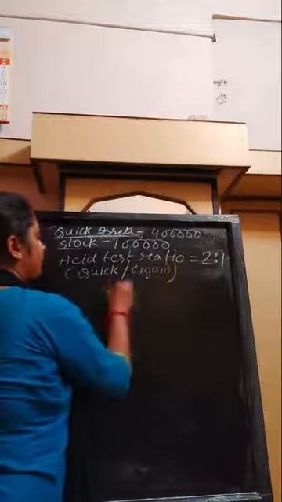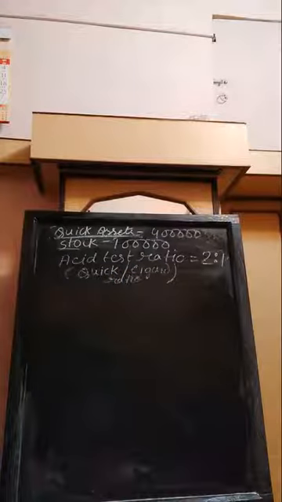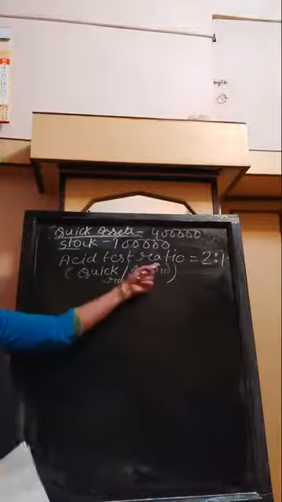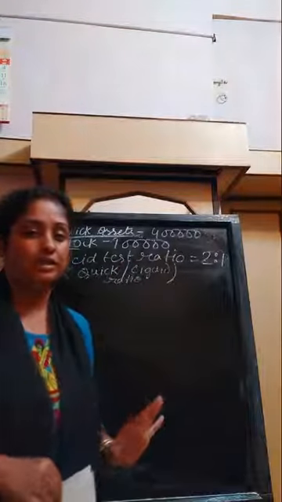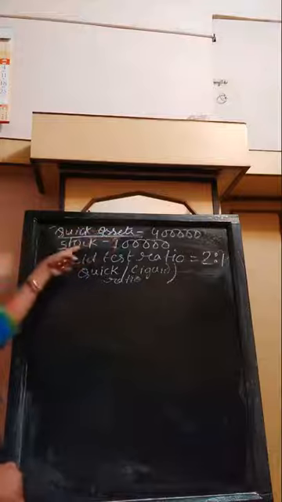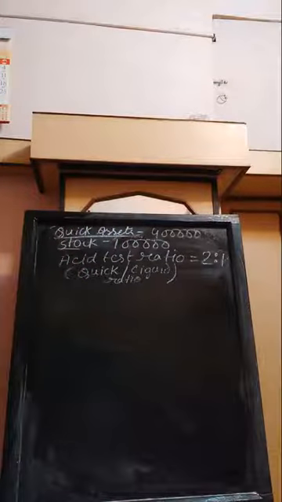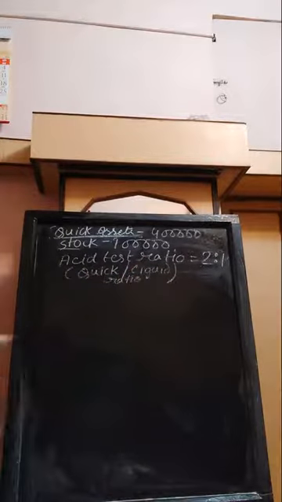Always remember that there are 3 names of the same thing. Acid test ratio means quick ratio or liquid ratio, whatever you may call it. So 3 information is provided to you. Quick assets given 4 lakh, stock is given 1 lakh, and acid test ratio is given to you in the sum 2:1. 2:1 acid test ratio, liquid ratio is given to you.